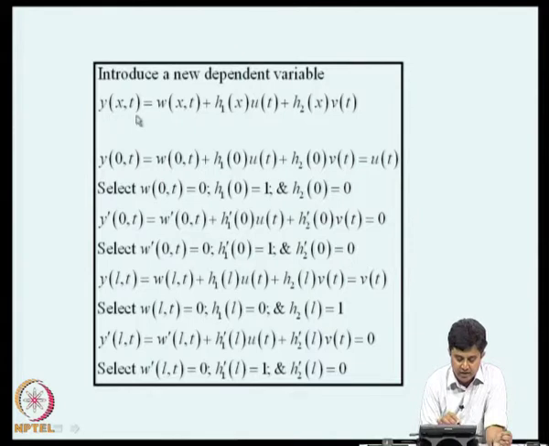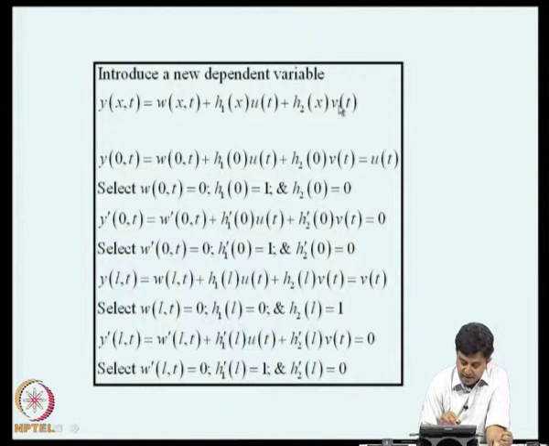relate it to y of x comma t through this relation. Here w is the new dependent variable, h1 of x and h2 of x are unknown functions which we need to determine, and u of t and v of t are the support displacements.